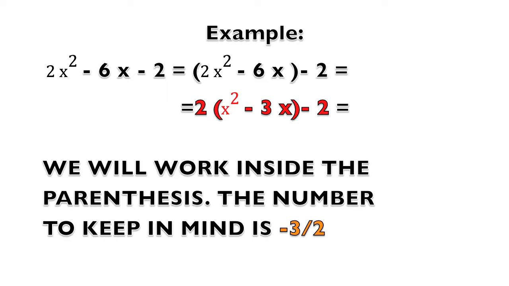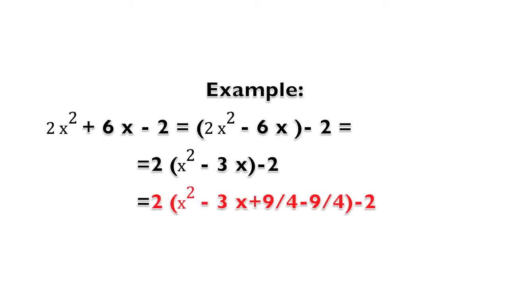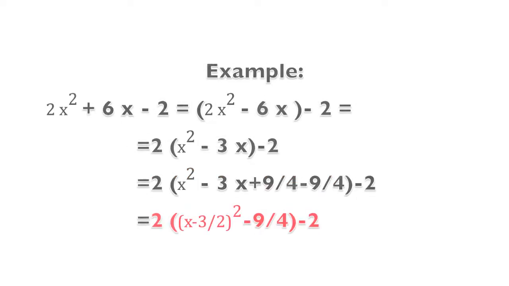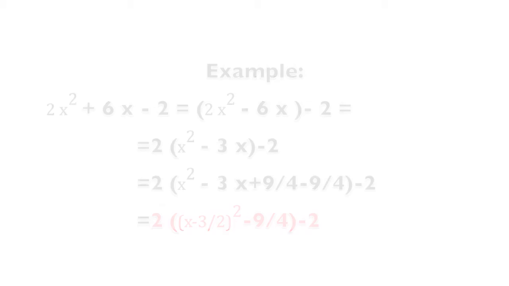In this case, the number that we need to keep in mind is negative 3 over 2. Negative 3 over 2 squared is positive 9 over 4. Therefore, we add and subtract 9 over 4. The first 3 terms inside the parentheses become x minus 3 over 2, squared.